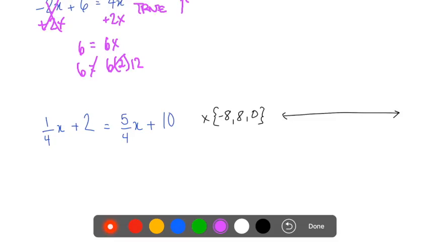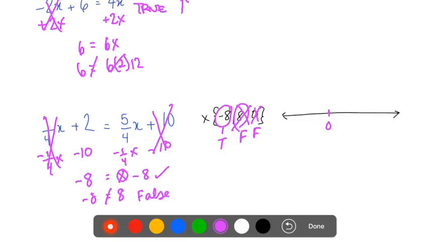Welcome back. The first thing I'm going to do is combine my like terms, leaving my variables on one side and my numbers on a different side. This will leave me with a negative 8 on one side and a 1x on the other side. So I basically just solved the equation. So if I were to put this on a number line, negative 8 is the only number out of all real numbers that will make this equation true.